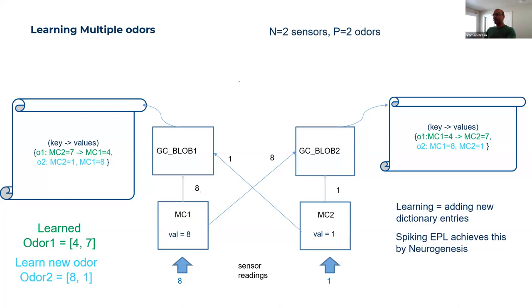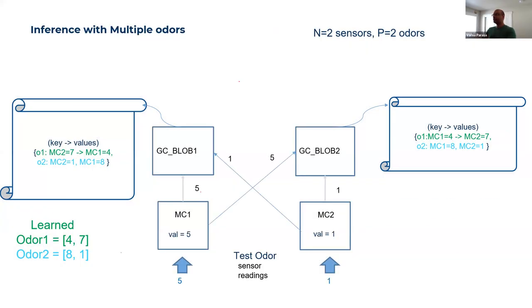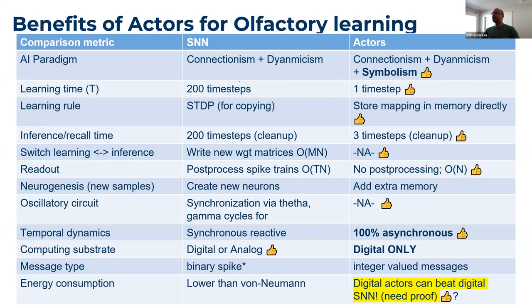In the same way, you can learn multiple orders. I think you got the gist of what we're trying to do here. So this is the comparison between SNN and the actors. The AI paradigm: the spiking neural network is using connectionist AI and also dynamicism, because the spiking neural network is like a spatiotemporal attractor. Whereas the actors is combining all three: connectionism, dynamicism, and symbolism, all three models of AI.